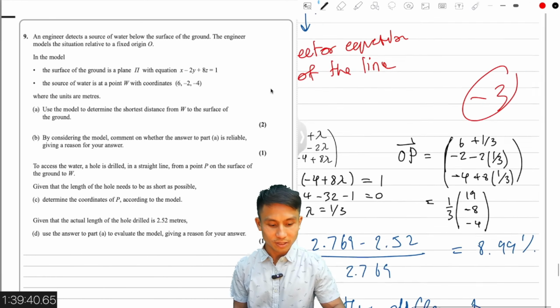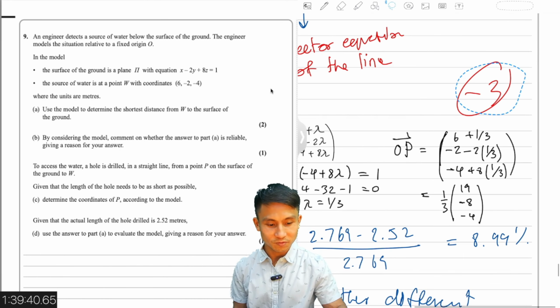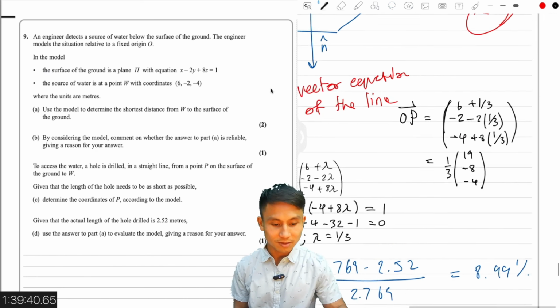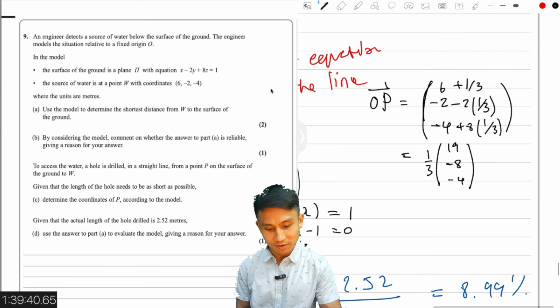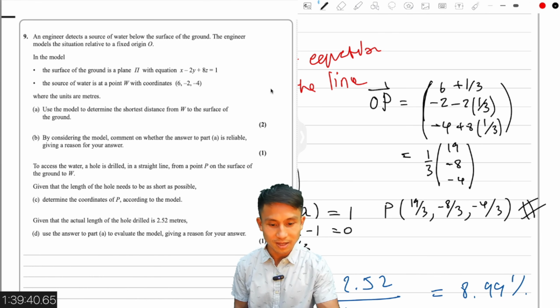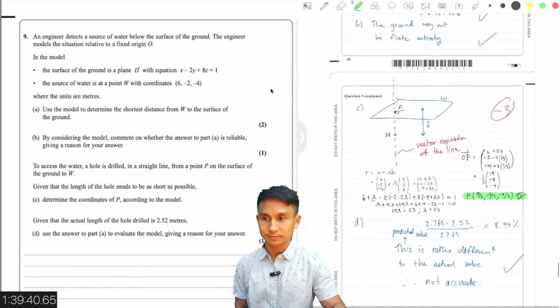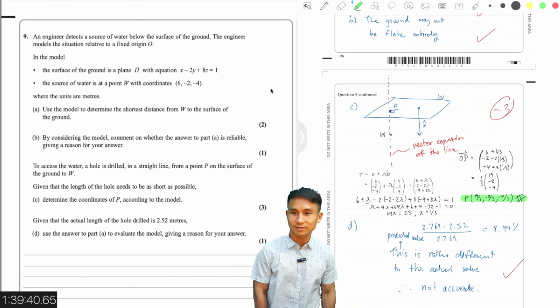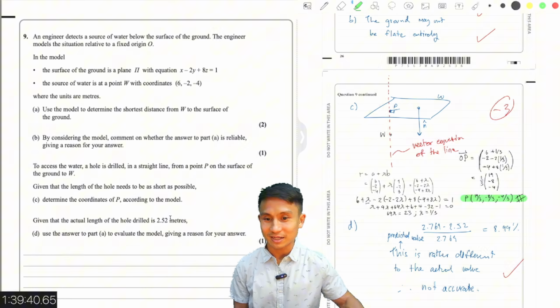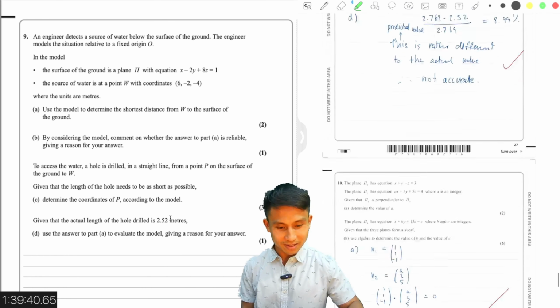Okay? So that's the position vector of P. If we want the coordinates of P, well, that's fine. It's just 19 over 3, minus 8 over 3, and minus 4 over 3. That would be the answer there. Okay? That's it for this one. Shouldn't be that hard if you know how to do it. Exactly. Okay, and this one is fine.